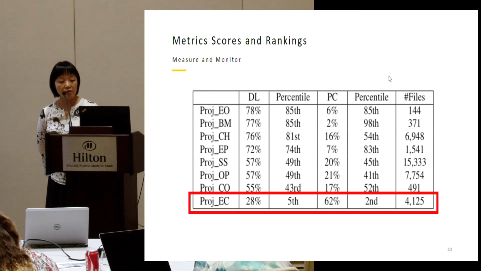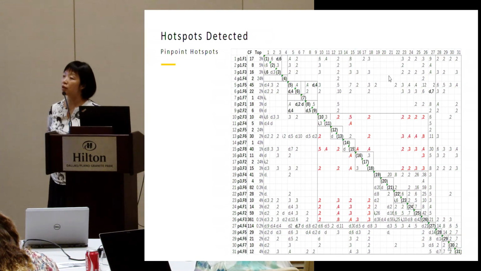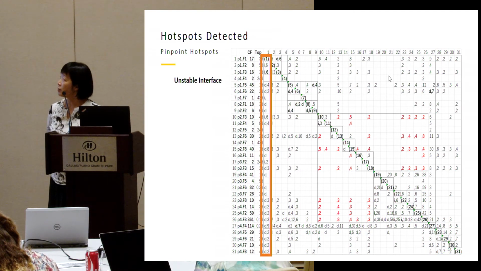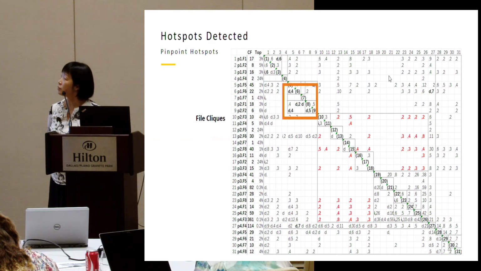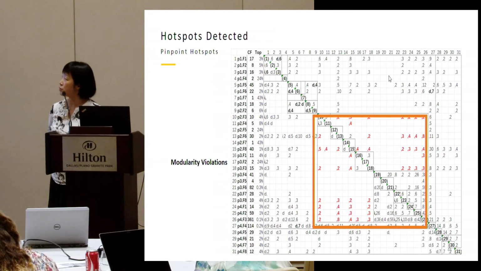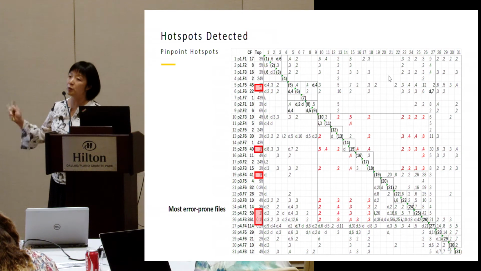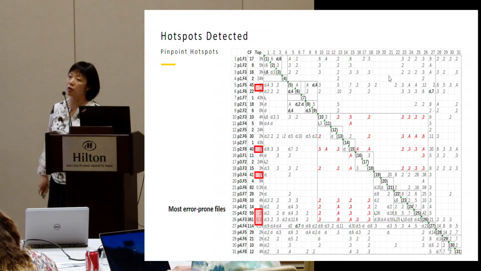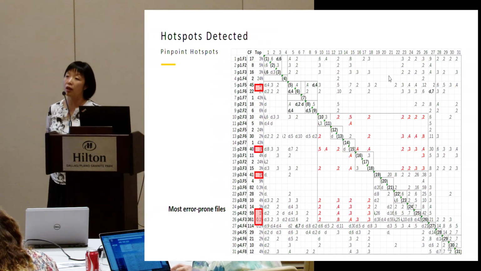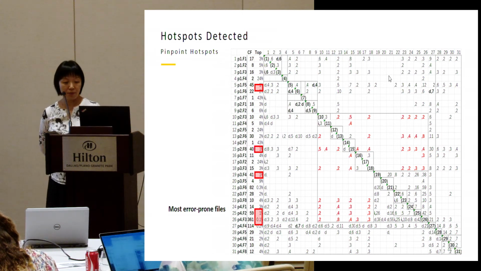And this is one of the architecture roots we delivered to them. This root, as we can see, has unstable interface, file cycles, and modularity violation. And these files we captured, together with this DSM, are the most error-prone files. The highlighted cells are their percentile ranking in terms of error proneness. All the red ones are top 1 percentile most error-prone files. So again, this proves over and over again that the most error-prone files are likely to get together.